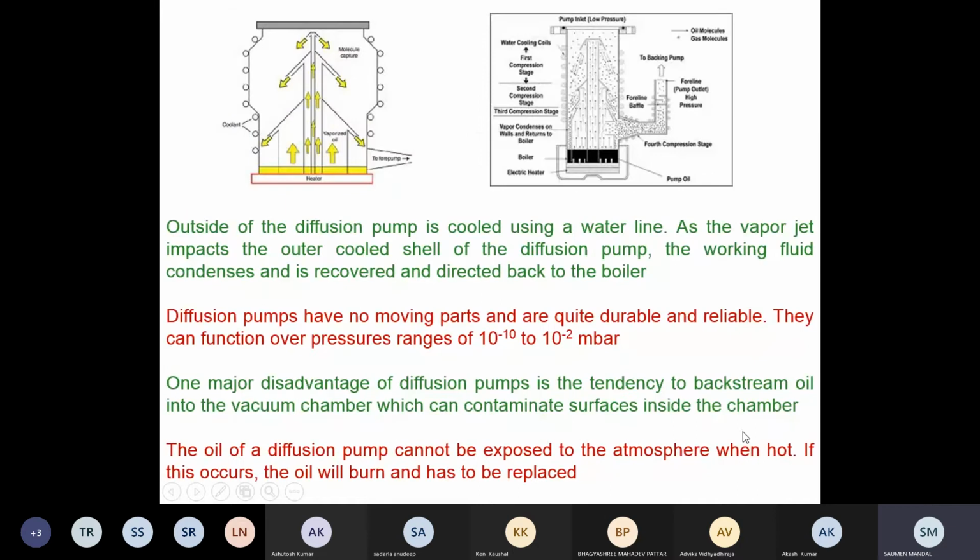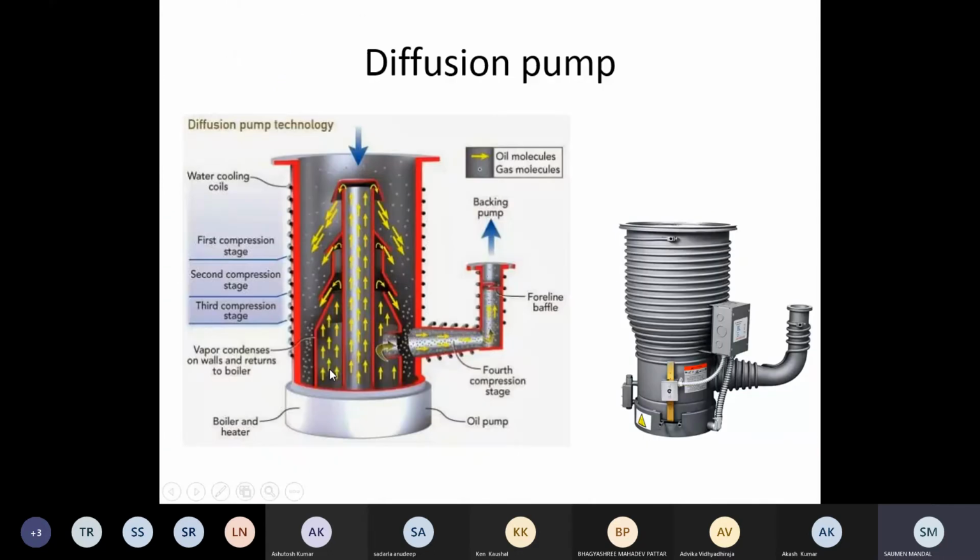These things I already explained: a diffusion pump has no moving parts and is quite durable and reliable, and it can function over a pressure range from 10 to the power minus 12 to 10 to the power minus 2 millibar. The oil of a diffusion pump cannot be exposed to the atmosphere when it is hot. If this occurs, the oil will burn and have to be replaced. Because this chamber is a closed chamber, the oil will never be exposed to air. If it is exposed to air, it will immediately burn.